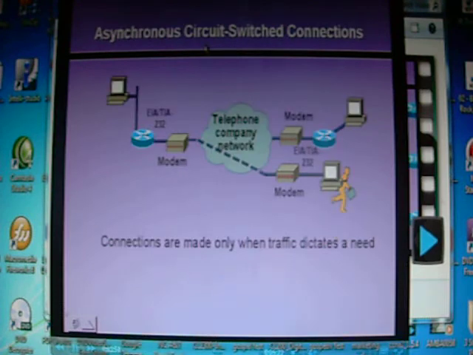The asynchronous circuit switch connections dial up asynchronously. Connections are only made when traffic dictates a need. It takes a little bit longer to dial them up. ISDN has a fast dial-up. Now, we're still teaching ISDN in this course, and I think that's fine. But in your environment and probably in your neighborhood, you're hearing more about DSL. DSL is coming around more and more, and I think that's going to replace ISDN in the future.